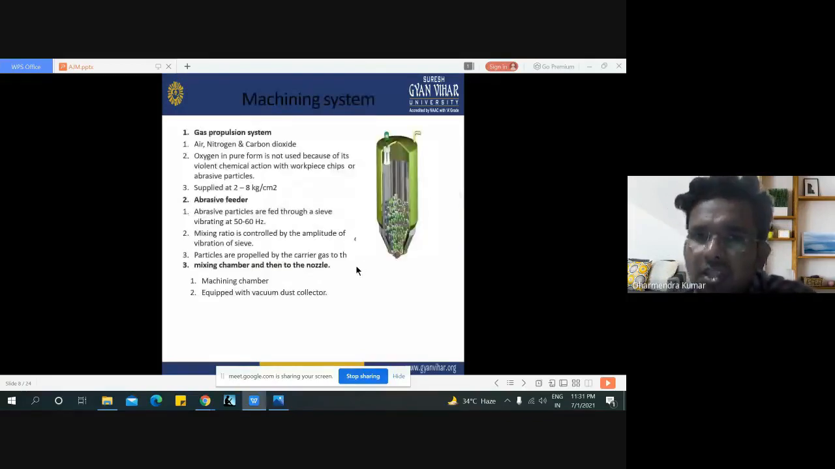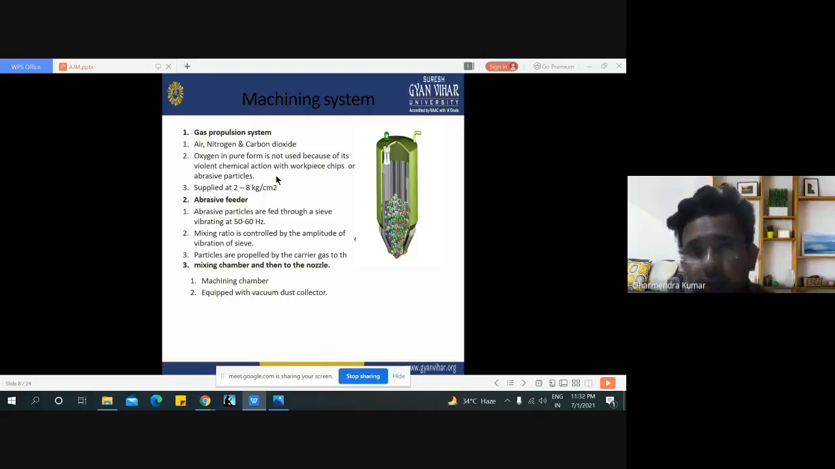Now we look at the machining system, component by one. First is the gas propulsion system. We use air, nitrogen, and carbon dioxide. Oxygen in pure form is not used because of its violent chemical action with workpiece chips or abrasive particles. It can damage our workpiece or our abrasive particles, so pure oxygen can't be used in the abrasive jet machining process.